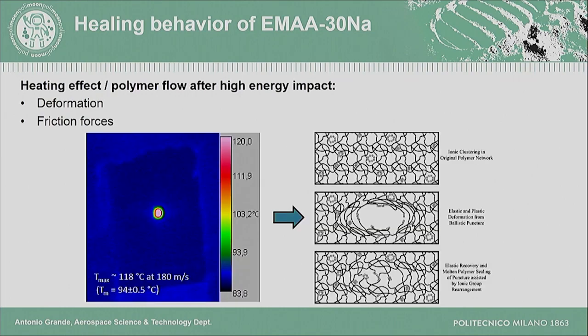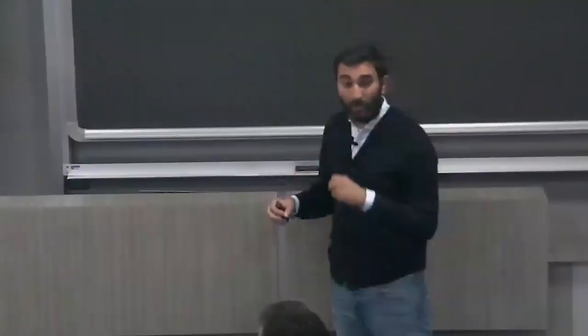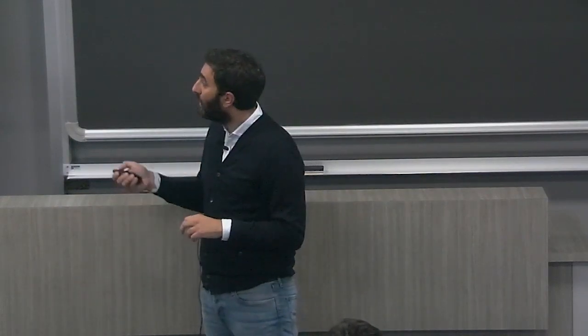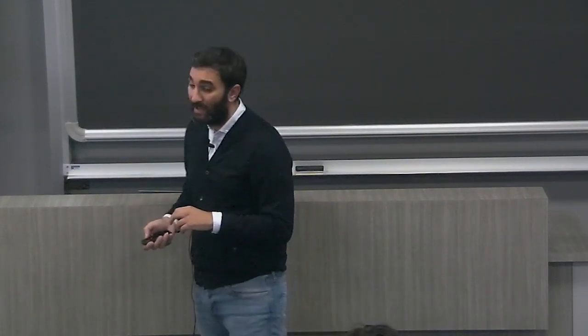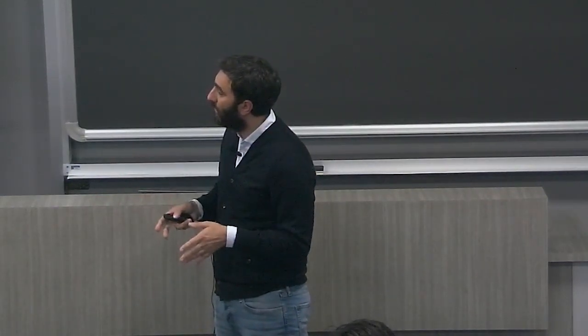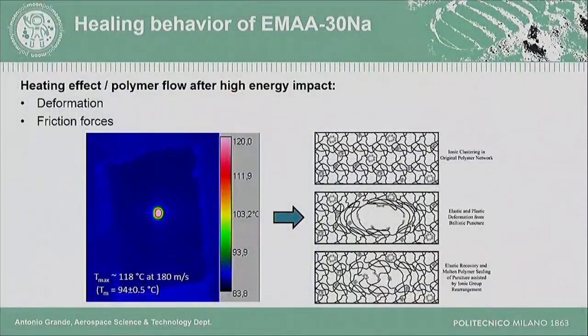We did the same during the impact. We recorded the impact site with an IR camera, and we saw that the material effectively has a phase change during the impact. So we pass from room temperature up to 120 degrees, more or less, and this increment in temperature gives enough mobility to repair the damage, and the ionic bonds recover the original network of the material.